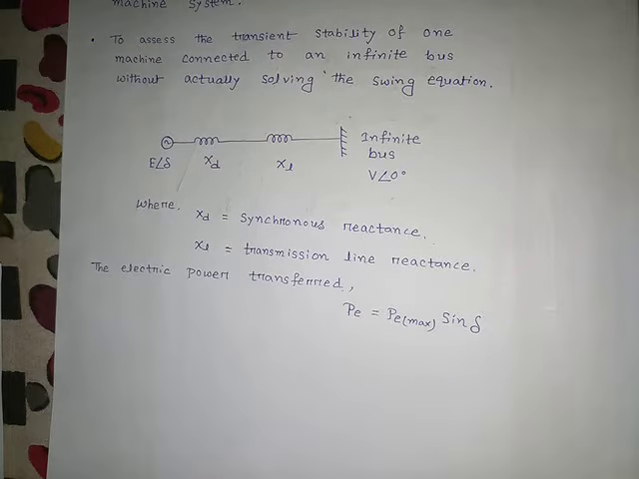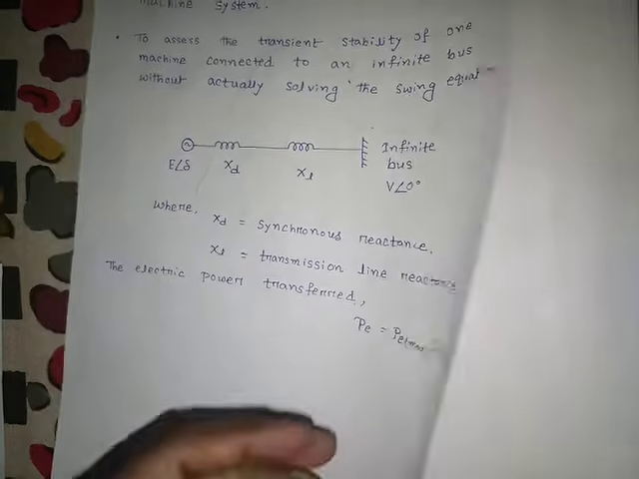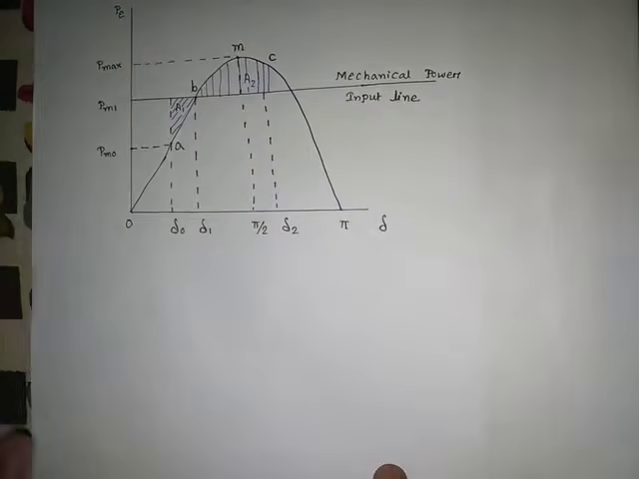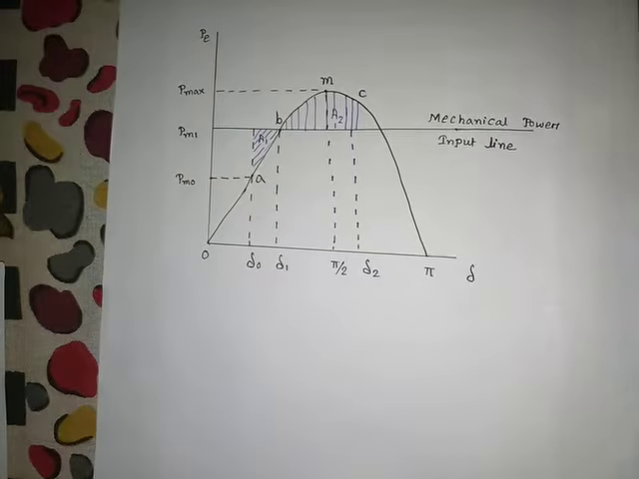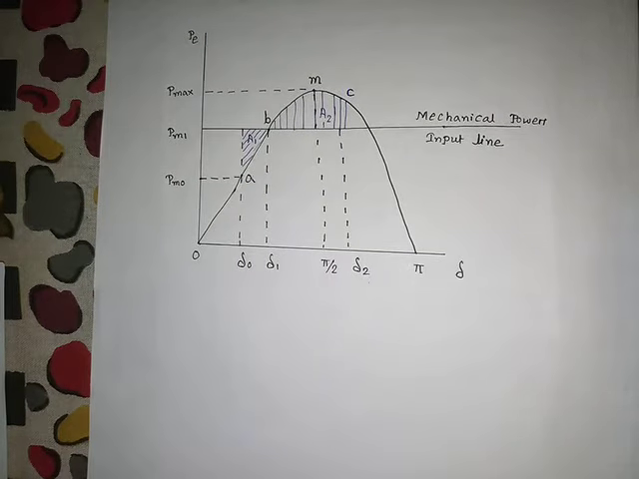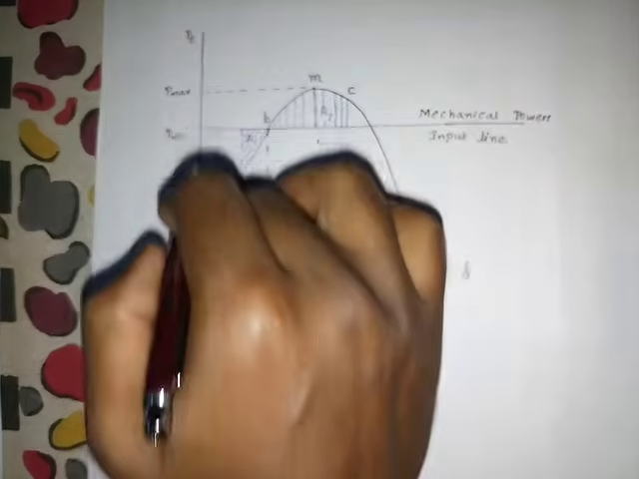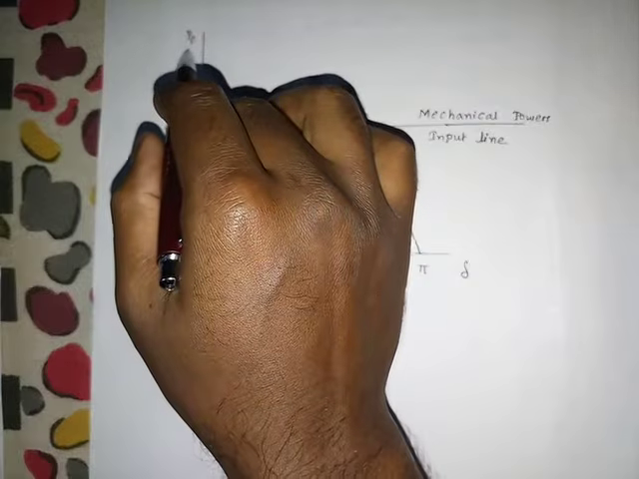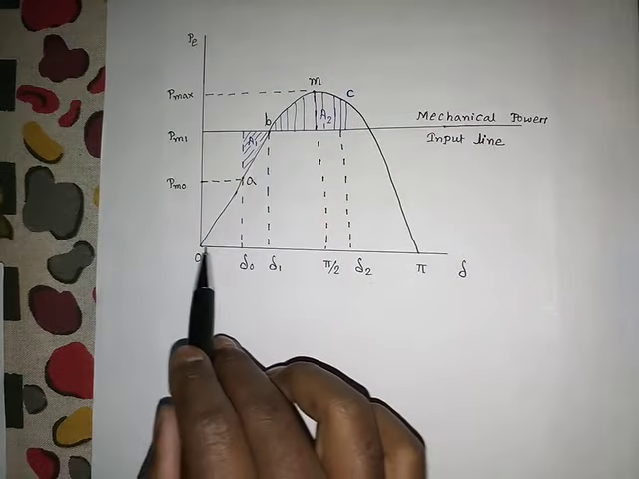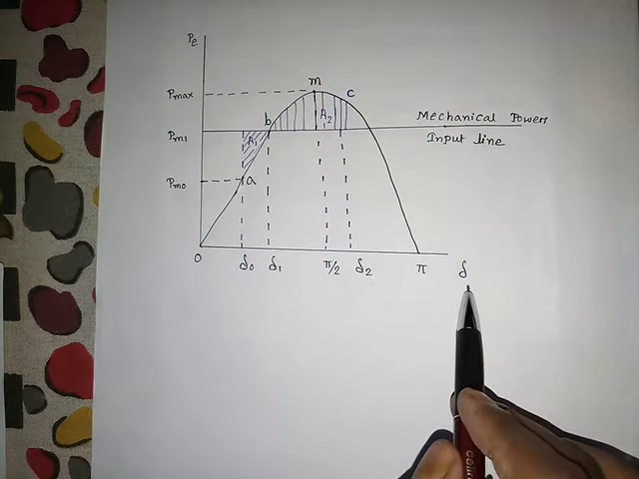Now for the equal area criteria of stability, we are considering a figure. This figure is for the equal area criteria. So see, our y-axis gives us the electrical power, and the x-axis gives us the load angle delta.